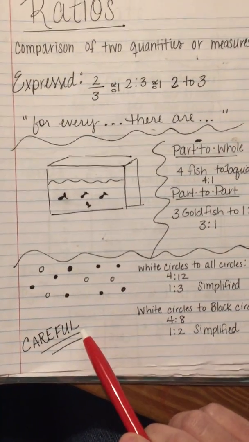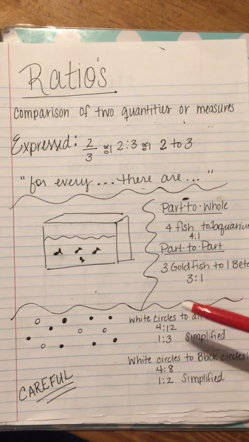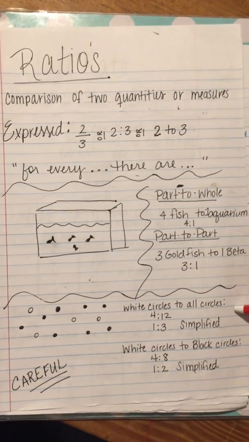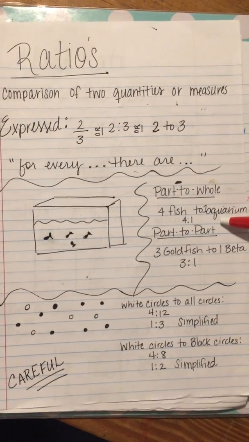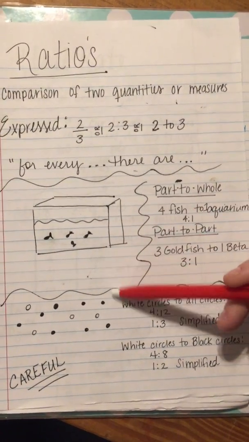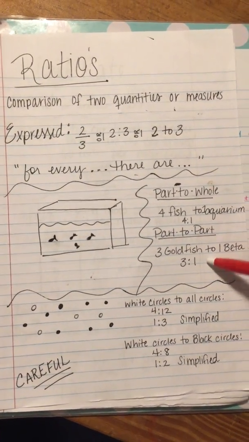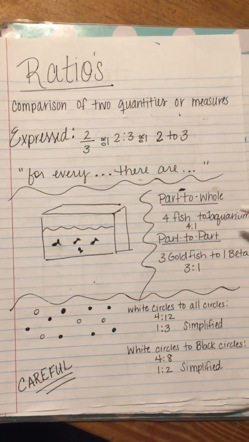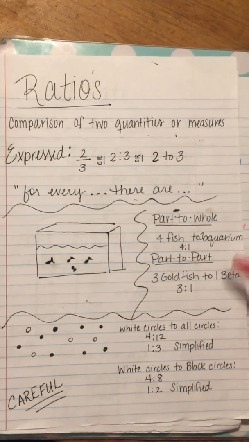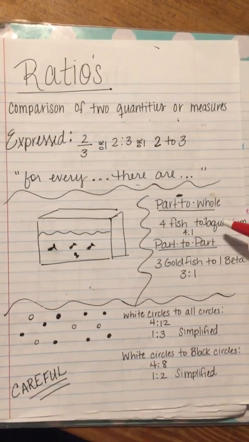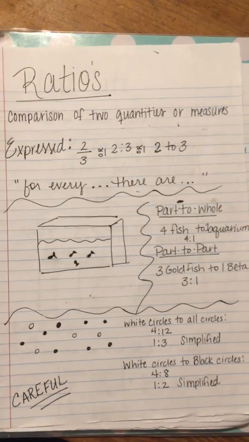I want you to be careful and take note, because one thing you really want to get is that if there's a question about part to whole or part to part, it'll ask something like, if there's 1 betta fish, how many fish are there in total? I'm trying to think of an example off the top of my head while I'm making this video. But you want to make sure that you're getting everything that they're asking, so you don't get confused. That's going to be the biggest thing when it comes to ratios.